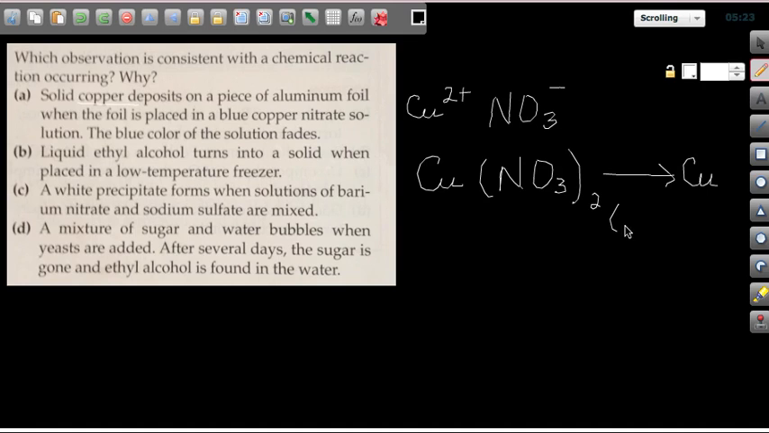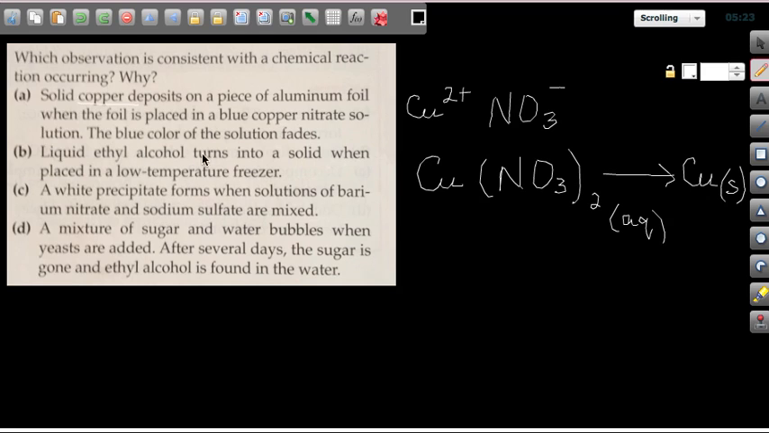So for this one, if copper nitrate is soluble in water, you will write down aq. If you are told that copper is solid, and I think you know that, it's solid, you will write down s. So this is definitely a chemical reaction.